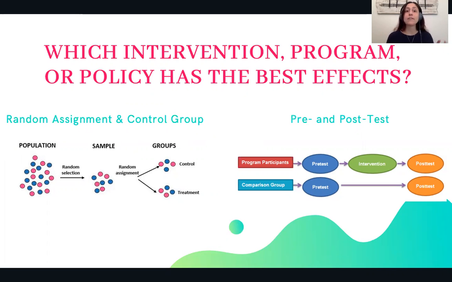So first, there's random assignment, okay? So you can see there's a large population and folks are randomly selected from that population, okay? And that creates a random sample. And then you're going to have a control group. So from that now random sample, you're going to split them in half, again, randomly, so that you have a control group that does not receive any treatment, and then a treatment group that receives the treatment, okay?